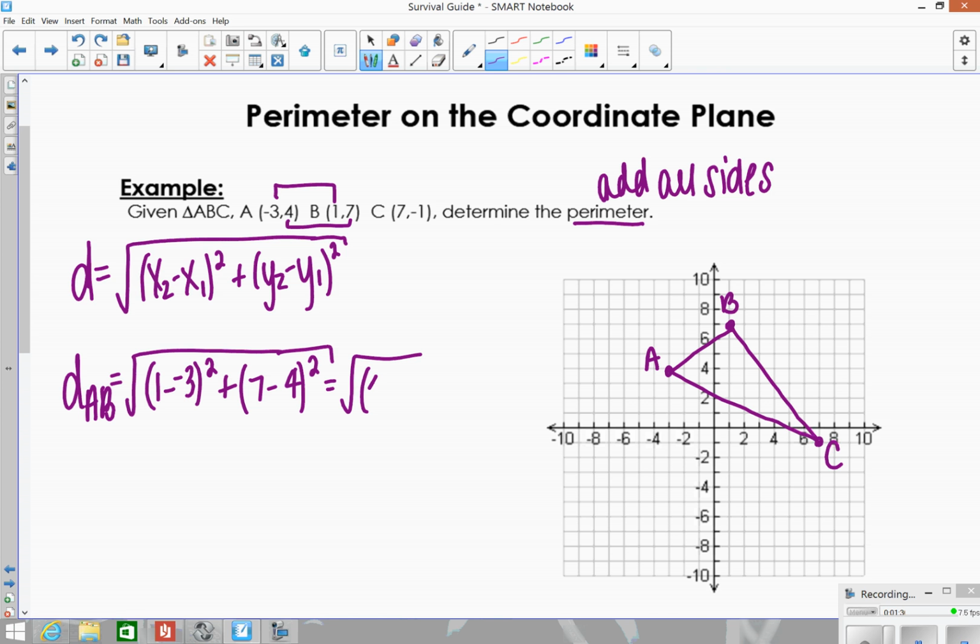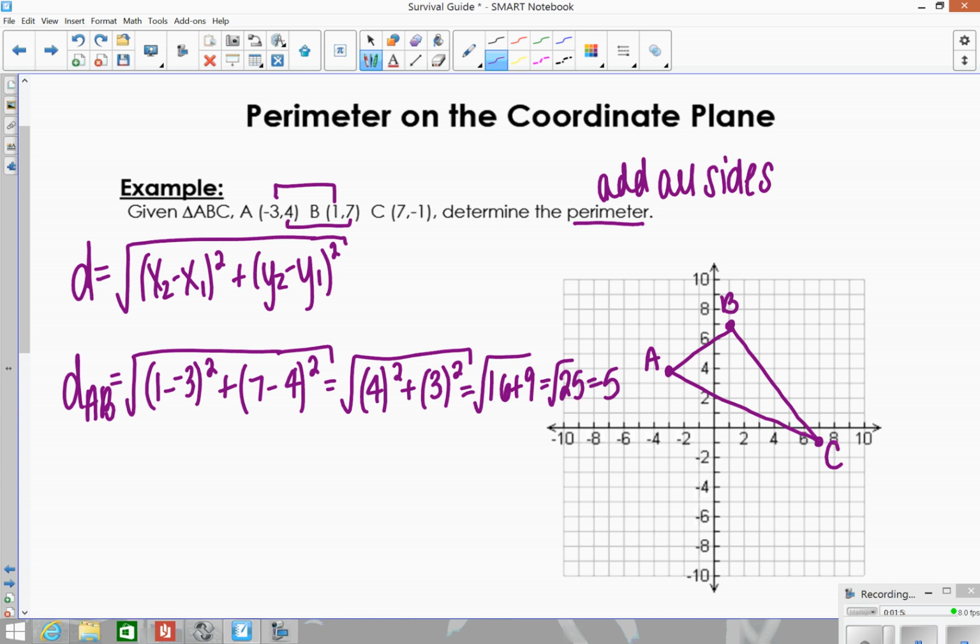So we end up with 4 squared plus 3 squared. Make sure you're keeping those in parentheses. And once you square these, you should always have positive numbers here. So 16 plus 9 gives me the square root of 25. So when you reduce that, you'll get 5. So the length of side AB is 5.